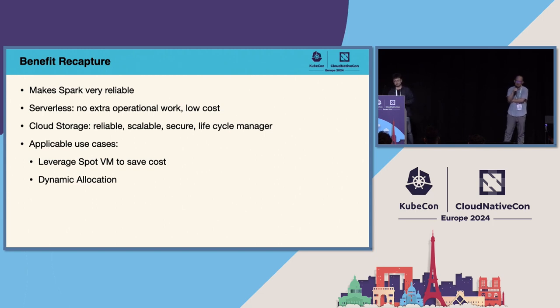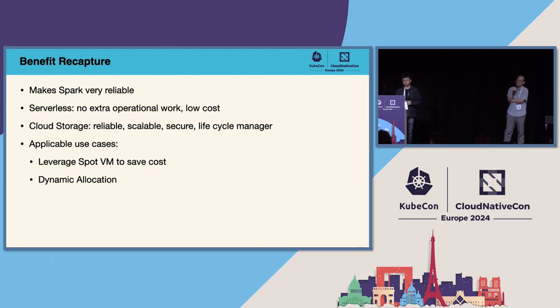And another use case is dynamic allocation. I want to talk a little bit about dynamic allocation. Currently, if we run Spark on Kubernetes and want to enable dynamic allocation, it requires enabling shuffle tracking. And the shuffle tracking timeout by default is infinity. So basically, it means that if there is any shuffle data on the executors, dynamic allocation will not work very effectively.